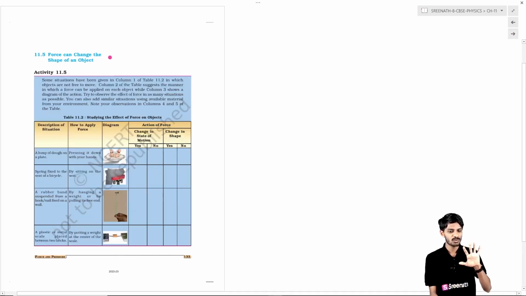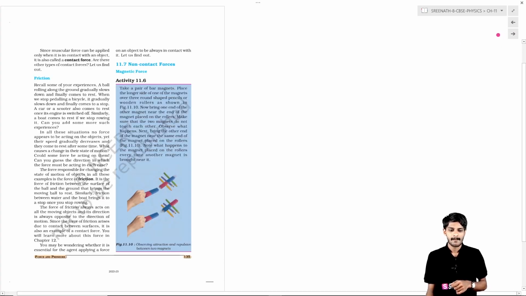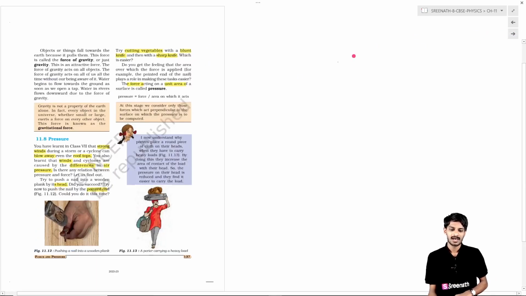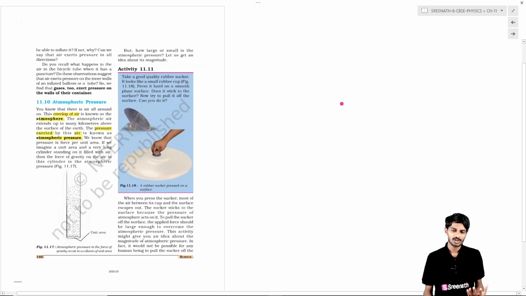The fifth topic is force can change the shape of an object. The sixth topic is contact forces. In the contact forces we have a subtopic, that is muscular force, and friction is another subtopic. The seventh topic is non-contact forces. The eighth topic is pressure. The ninth topic is pressure exerted by liquids and gases. The tenth topic is atmospheric pressure.